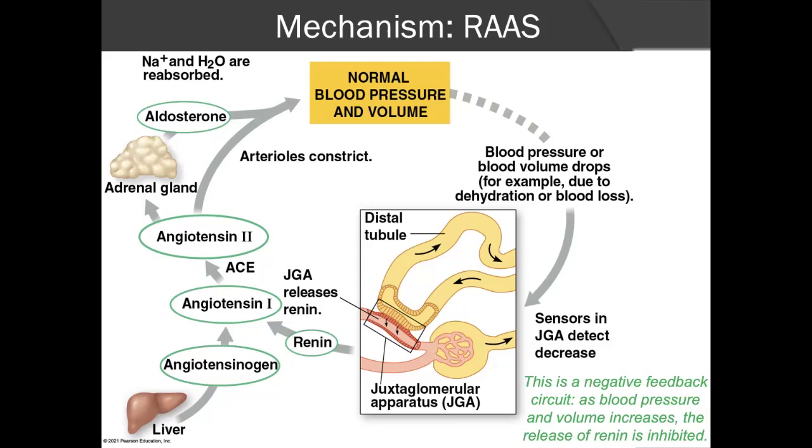Angiotensin II will act on the adrenal gland, which will then cause the release of aldosterone. Angiotensin II also leads to vasoconstriction. Aldosterone will help increase the reabsorption of water as well as sodium ions. As a result, this will help to restore the blood pressure and blood volume into the normal ranges, thus shutting down the release of renin as a negative feedback loop.